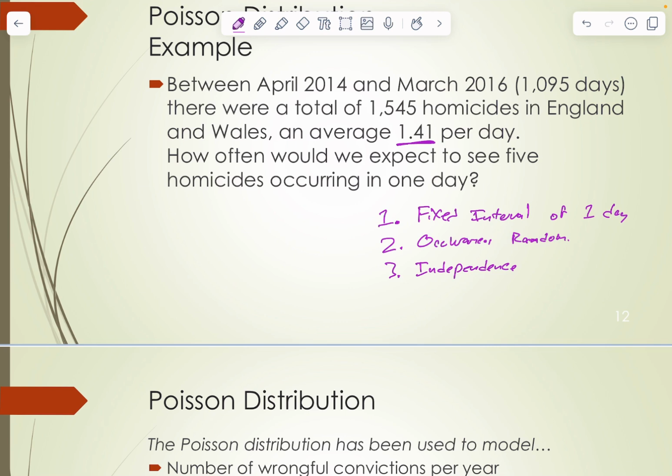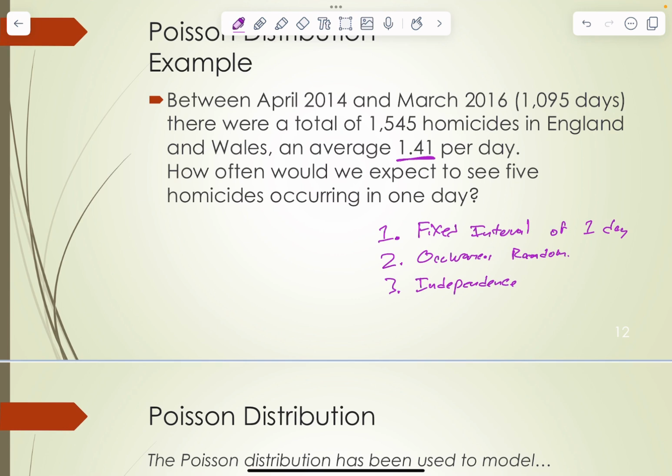I'll just say again that when you model something, you just try and see if it works most of the time. And so these requirements can be met approximately, and you just see how well it does. Hopefully you have some way of verifying that it's a good fit, which we have here, and I'll show you how that's done. Let's use the Poisson distribution to answer this question. How often would we expect to see 5 homicides in one day?